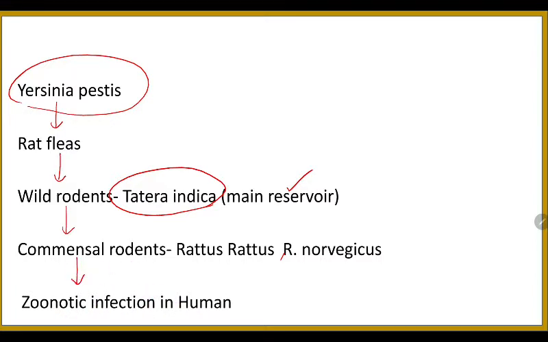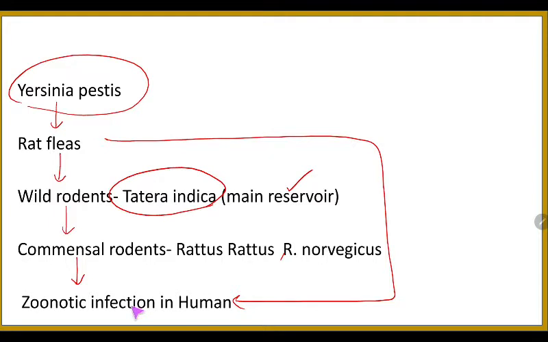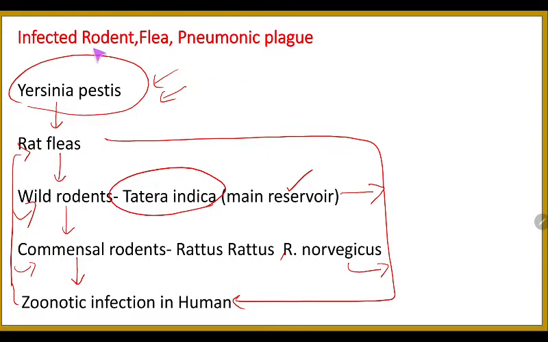But this order doesn't happen regularly. There can be direct contact of fleas with humans, or the wild rodents with humans, or the commensal rodent with humans. Humans can have direct contact with the rat flea, the wild rodent, and the commensal rodent. Anything can happen. So this is the actual cycle going on. Now, if you have a doubt about where this Yersinia pestis is coming from, it is the infected rodent or flea, and in the case of pneumonic plague, humans, that are the source of Yersinia pestis.